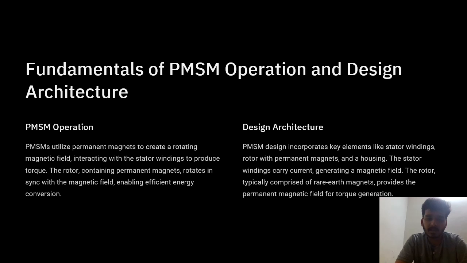In this design and architecture, the permanent magnet synchronous motor design incorporates key elements like a stator winding, a rotor with permanent magnets, and a housing, with the stator winding carrying current and generating the magnetic field. The rotor is typically composed of rare earth magnets, providing the permanent magnet field for torque generation. Generation of torque generally happens in the design architecture of these permanent magnet synchronous motors.